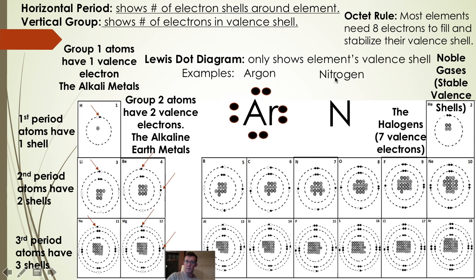Meanwhile, if a chemist wanted to show the valence shell of nitrogen to show how close nitrogen is to being stable, they'd find nitrogen in the 5th group on the periodic table, which means that it has 5 valence electrons. And they would draw its chemical symbol and write in 5 electrons around it to show that nitrogen would still need 3 valence electrons to fill up its valence shell and become stable.